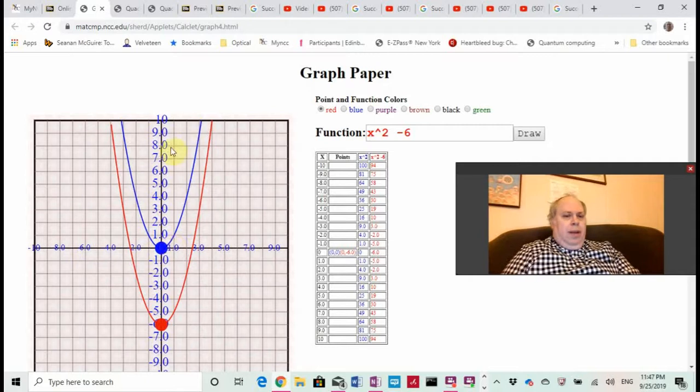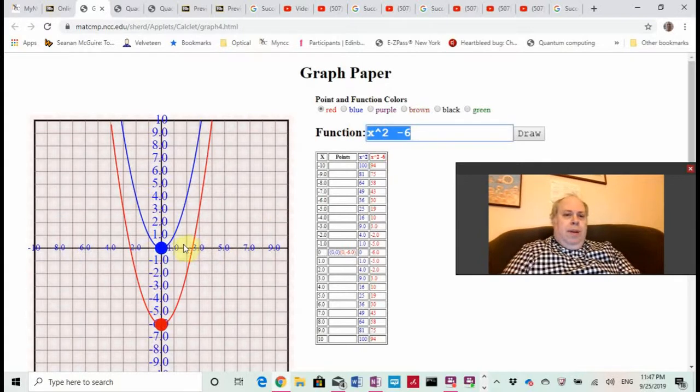So that's how we move it up and down, the vertex. We can just subtract 6. If we want it up at 8, we do x squared plus 8. But I don't want it at 8. Instead, I want it over here at 5, 0. Now that's done a little bit differently.